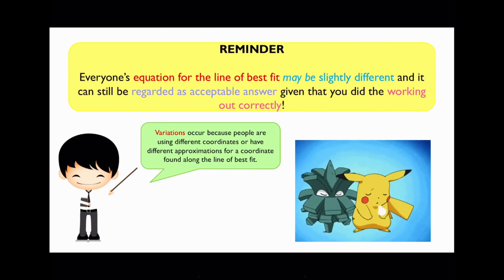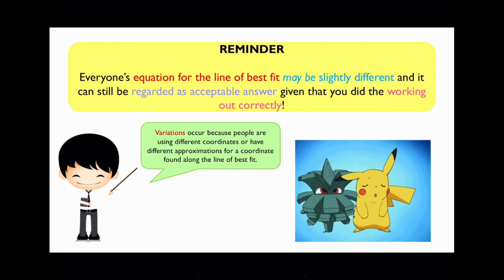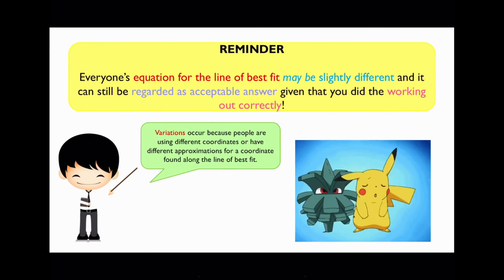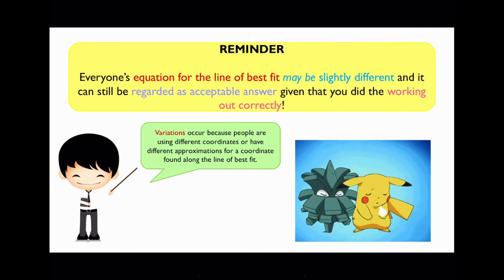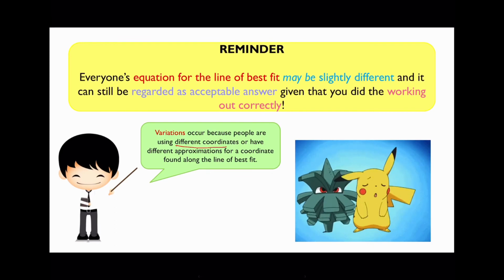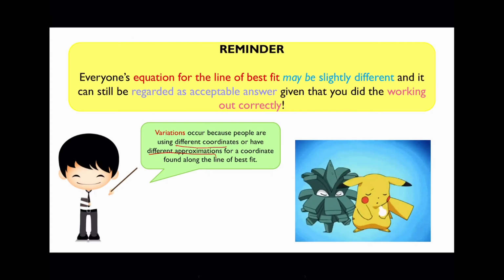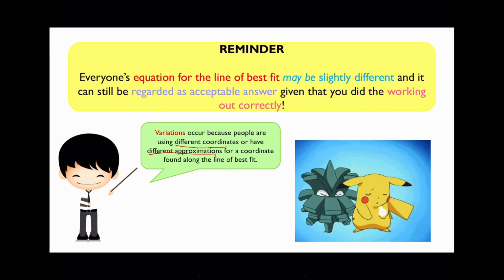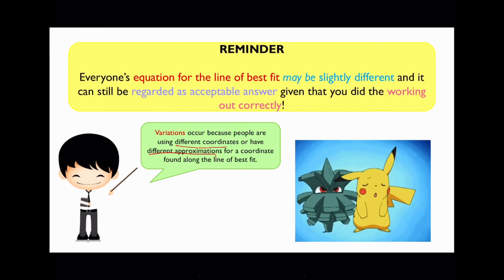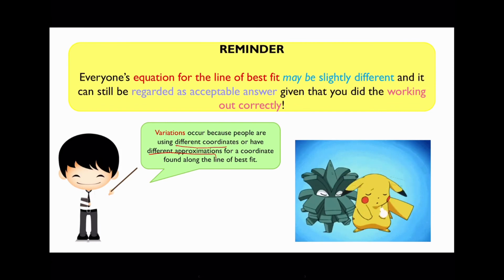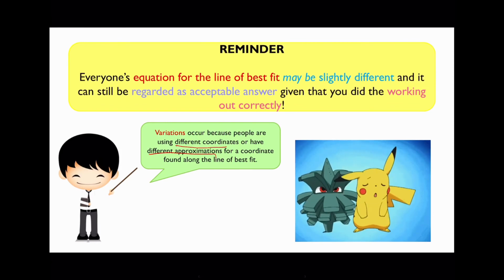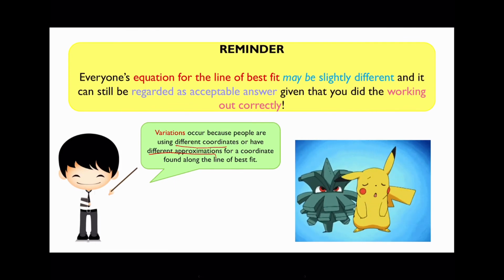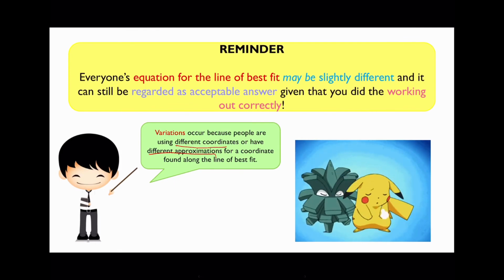Just a little reminder that everyone's equation for the line of best fit may be slightly different, okay? And the reason why there will be slight variations is because you might be using different coordinates, or you might be using different approximations when you're choosing the coordinates that you've selected to find your gradient, okay? I do want to mention that it is perfectly okay and you can still get the right answer given that you did the correct working out. So don't be too stressed if my equation looks different from your equation, okay?